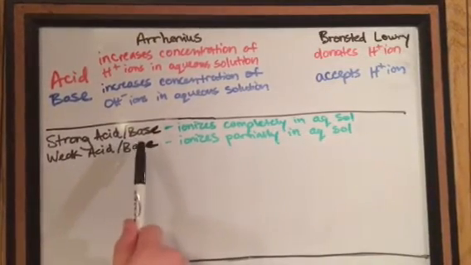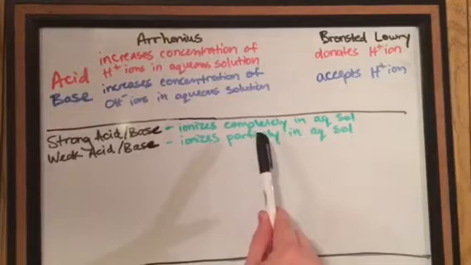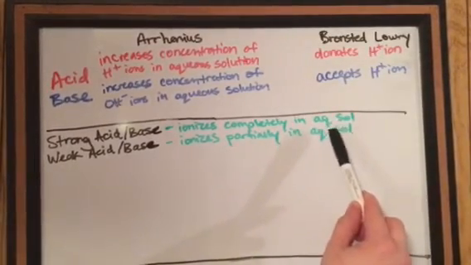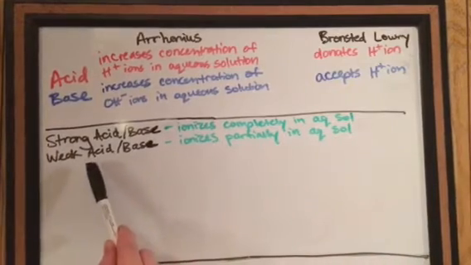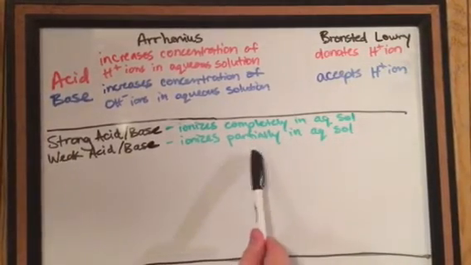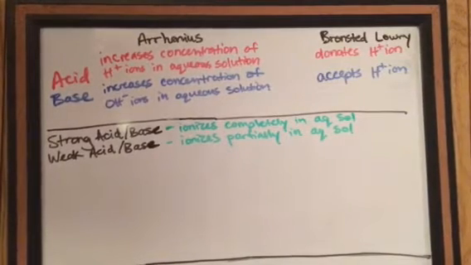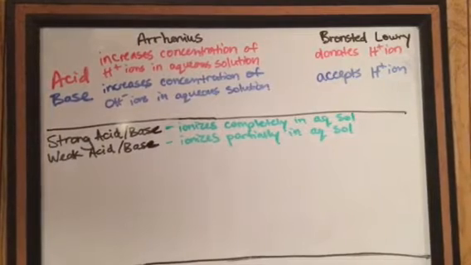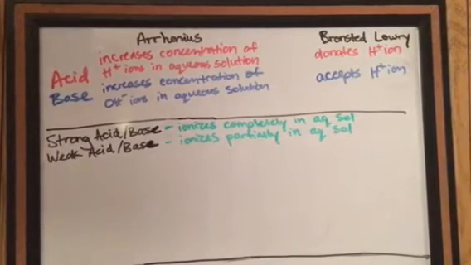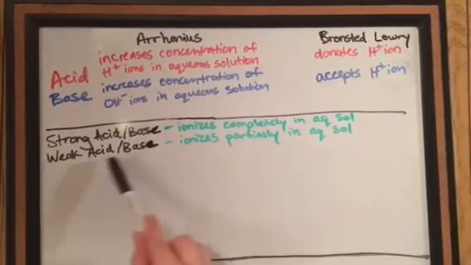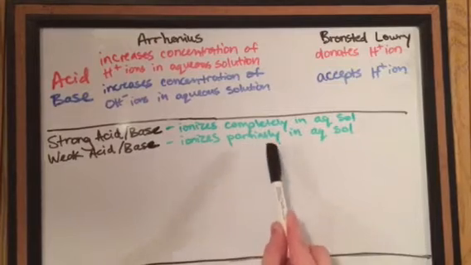A strong acid or base will ionize completely in an aqueous solution. You'll see I abbreviated that with AQ SOL. And a weak acid or base will ionize partially in an aqueous solution. These two definitions are good to keep in mind because strong acids and bases do act differently in aqueous solutions. The main reason that you'll see is that strong acids will ionize completely, weak acids ionize partially.